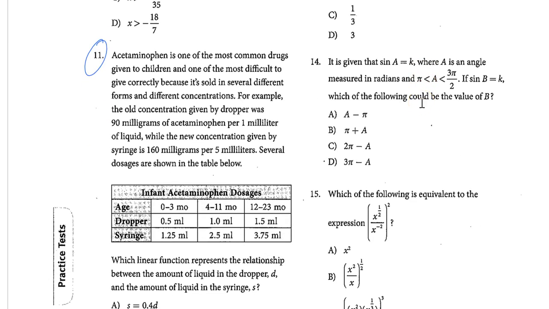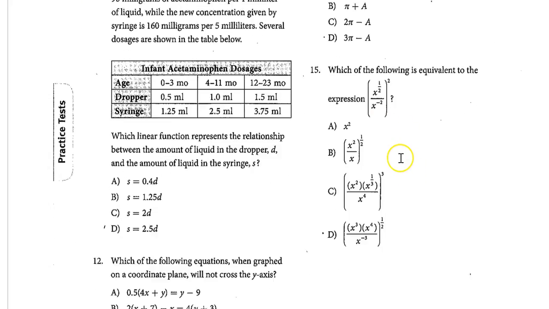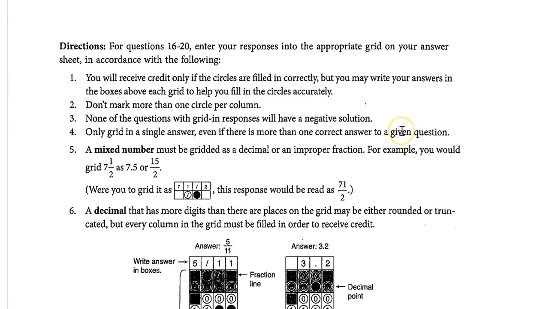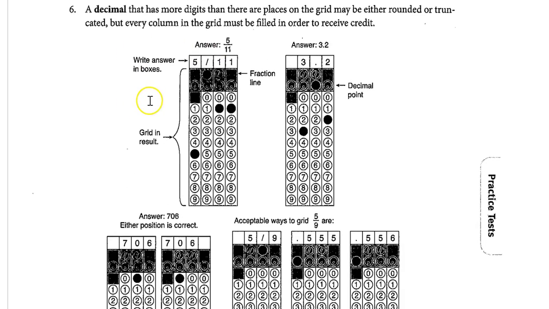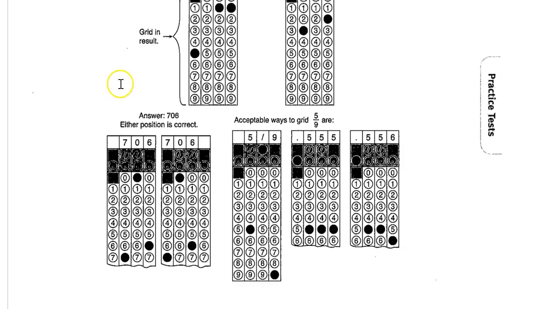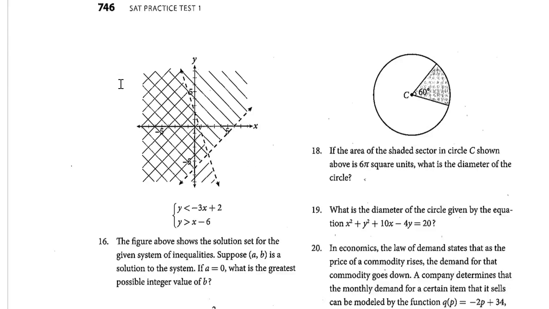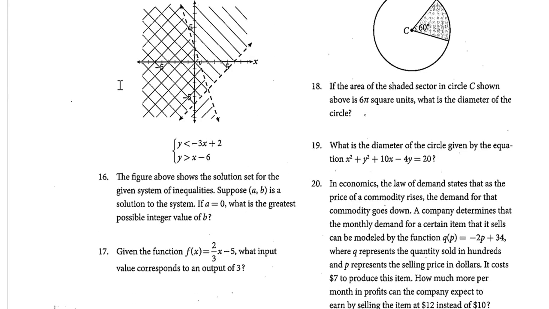14. It's involving trig. Let's save that. 15. Some exponent laws. We'll save that one as well. Okay, so now we're on to the grid-in. So definitely familiarize yourself with these. Go through a couple practice examples here of how to bubble in the correct answers here. Worthy of reading over, but for the sake of our practice test, we'll kind of fast forward through.